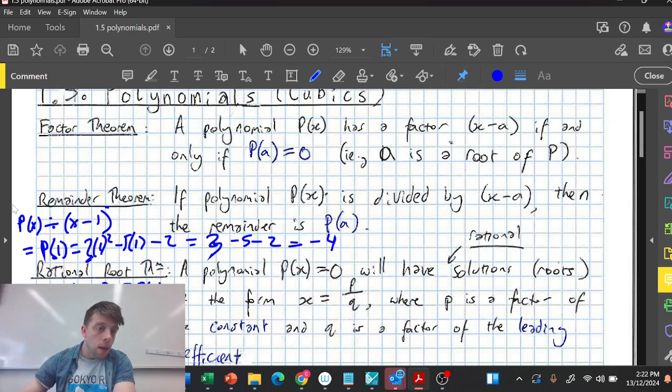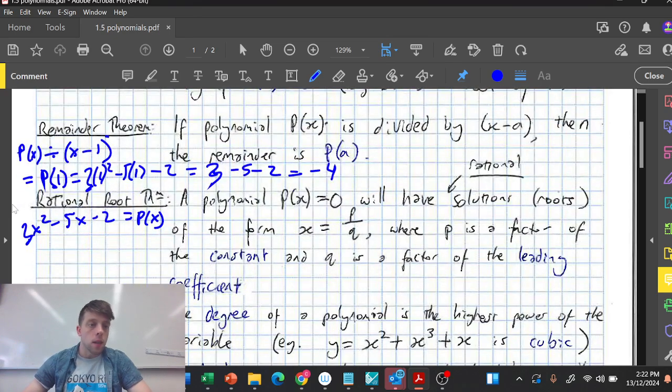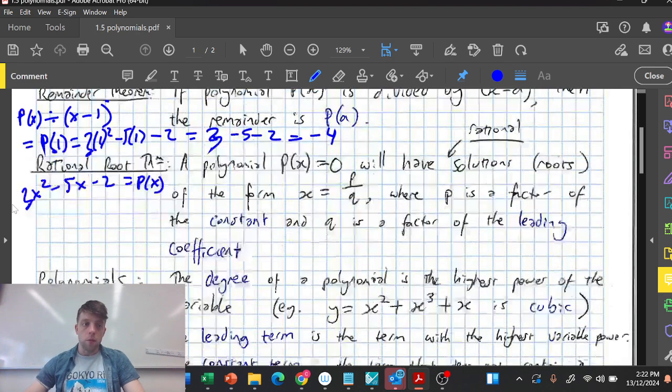So as we can see here, based on the factor theorem, what we've just done tells us that x minus 1 is not a factor of p of x, because when we divide it, we get an answer of -4, not 0.